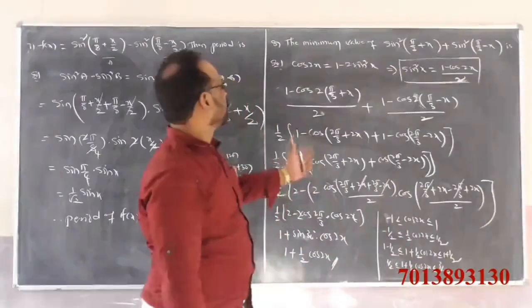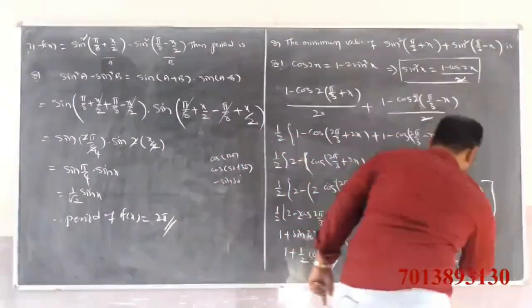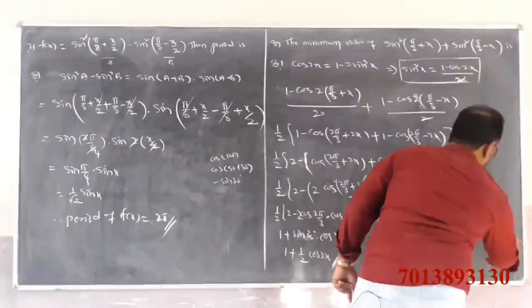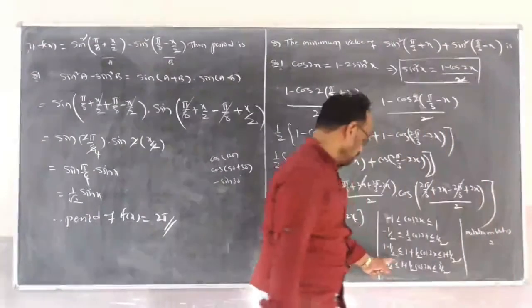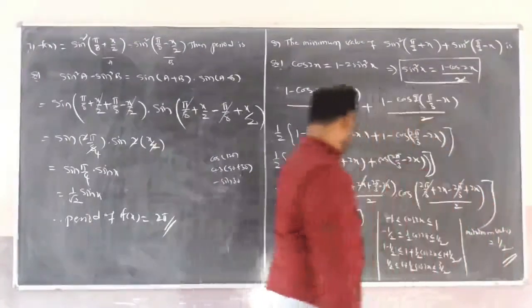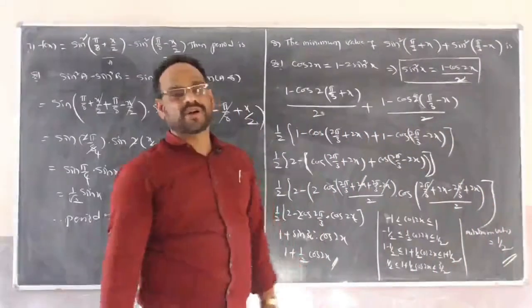So we want the minimum value. The minimum value is clearly 1 by 2. That is, the minimum value is 1 by 2.